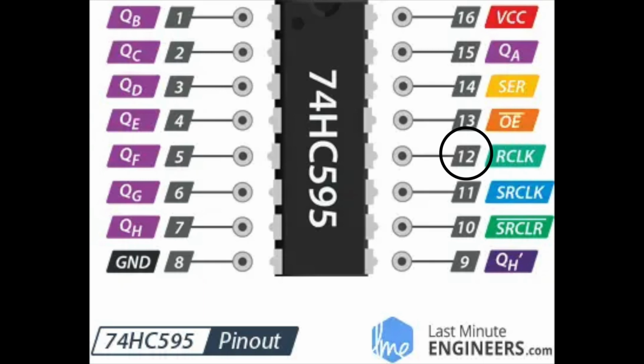Pin 12 is the register clock, also known as the latch pin. Pin 11 is the shift register clock, which is activated on the clock's rising edge. Pin 10 clears the shift register, setting the outputs all to 0. Output 9 outputs the same bit as QH, which is useful for connecting multiple shift registers.